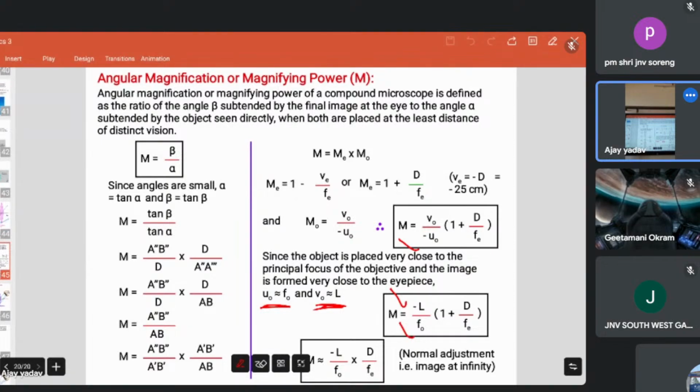In case of normal adjustment, meaning the image forms at infinity, if we derive this, then we simply remove this term, and it is minus L by FO into D by FE. This is the magnifying power.